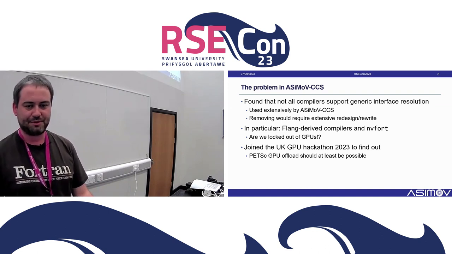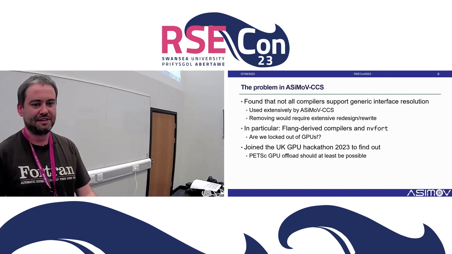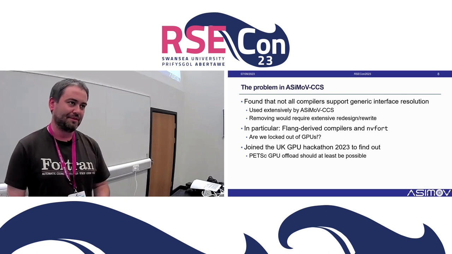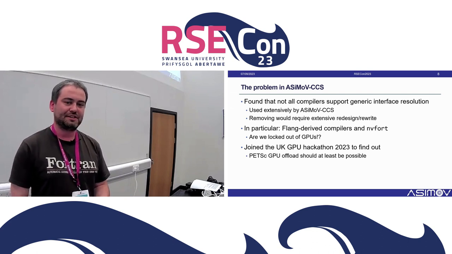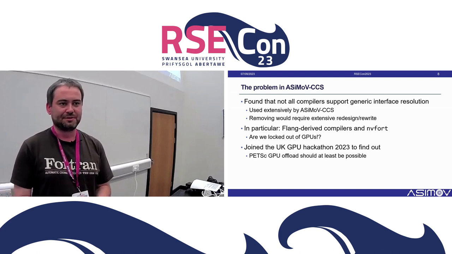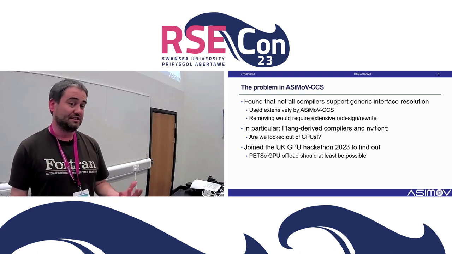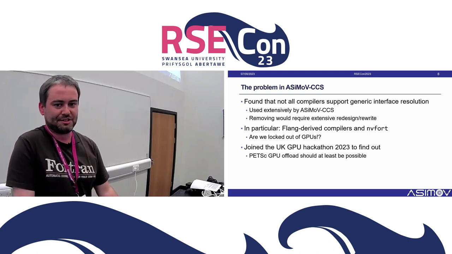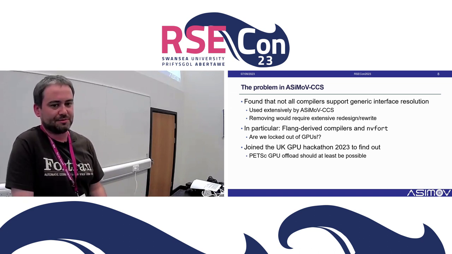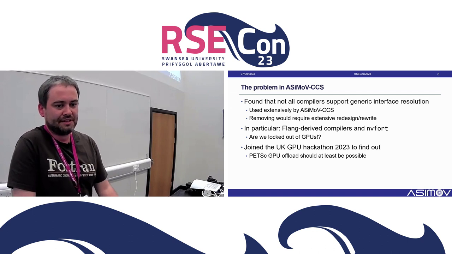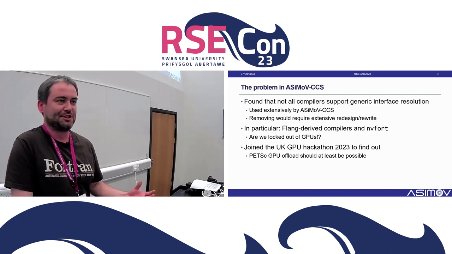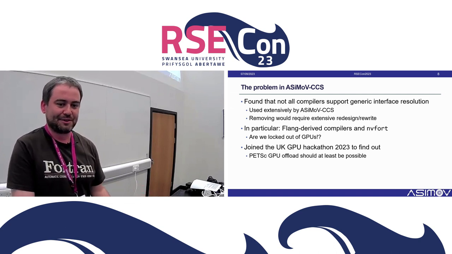But at some point, someone decided to have a go with the NVIDIA compiler. This isn't intended to pick on NVIDIA, but their compiler at the time wouldn't support resolving generic interfaces based on user-defined types, which is something we've used very extensively. So if we were to remove this, it would mean essentially a rewrite of the entire code, which wasn't something we wanted to do. And this is likewise true of most of the Flang-derived compilers as well. So obviously we're very concerned that by trying to write modern code, we'd locked ourselves out of modern hardware, which was a bit of a worry.